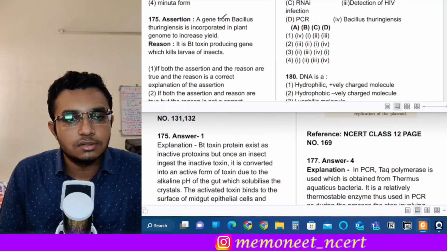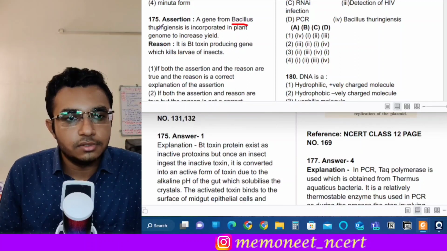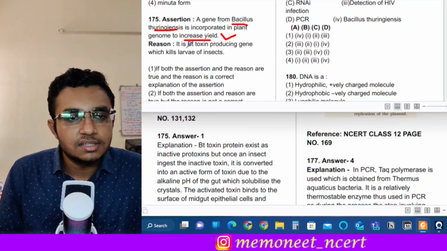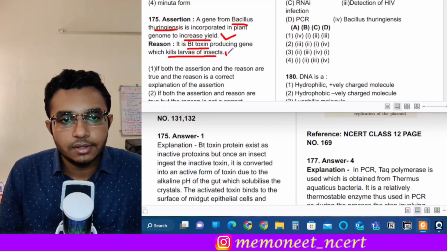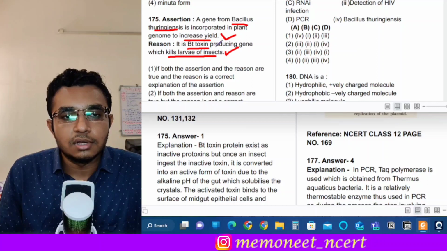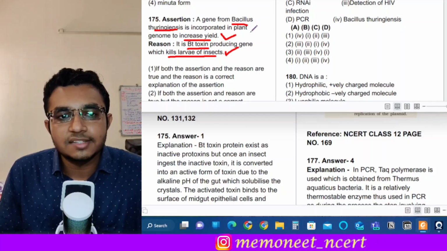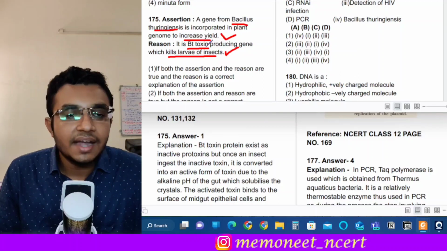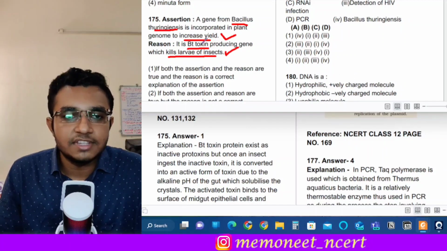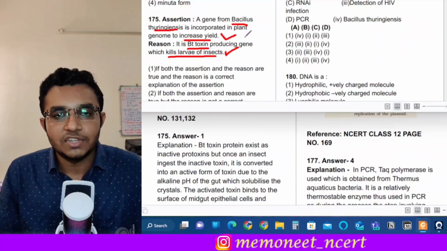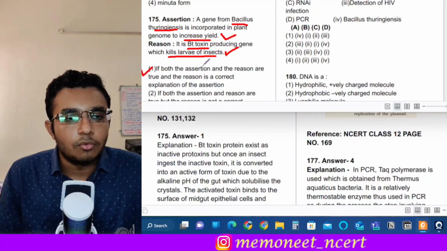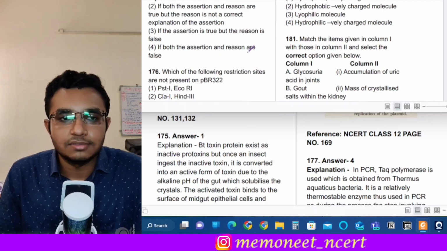Okay, the next question is question number 175. It is an assertion reason question. The assertion given here is a gene from Bacillus thuringiensis is incorporated in plant genome to increase yield. Okay, so the assertion is correct. The next reason given is it is Bt toxin producing gene which kills the larva of insect. So this is also correct. Now see, the gene which is incorporated from the Bacillus thuringiensis into the plant genome, what does it do? It is the Bt gene. It produces the Bt toxin, and this toxin is responsible for killing of the larva of insects. Therefore, the larva will not infect the plant. Okay, the insect will not infect the plant, and it will increase the yield. So here the answer is option 1. Both assertion and reason are true, and the reason is the correct explanation of the assertion.